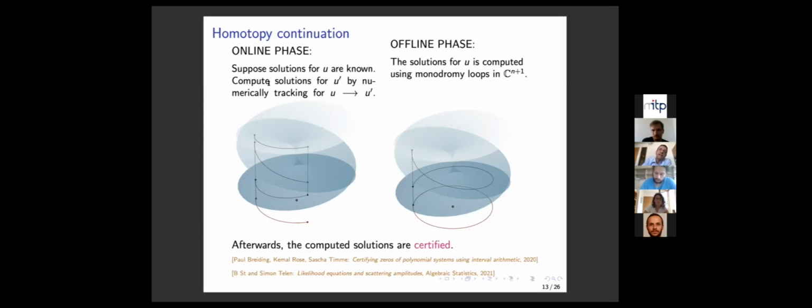Now, in the online phase, when the actual data come in, after you've asked 1,000 people about their gender and their preference among physics and math, after you collected data, and the new data vector is u prime, then you compute solutions for the data vector u prime from the known solutions for u, and then afterwards it's certified. So here is the reference. Julia's HomotopyContinuation was developed by Breiding and Sascha Timme. This is the paper about the certification. And this is the little article I wrote with Simon, where we discussed the connection between likelihood equations and scattering amplitudes.